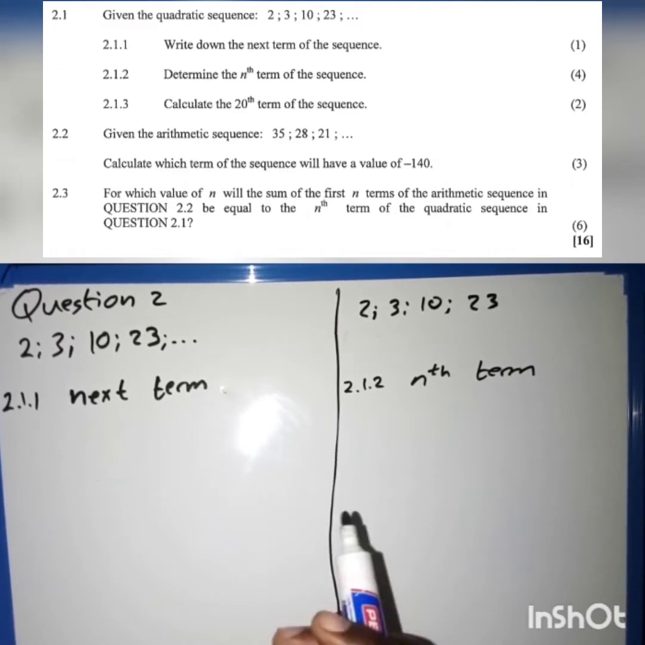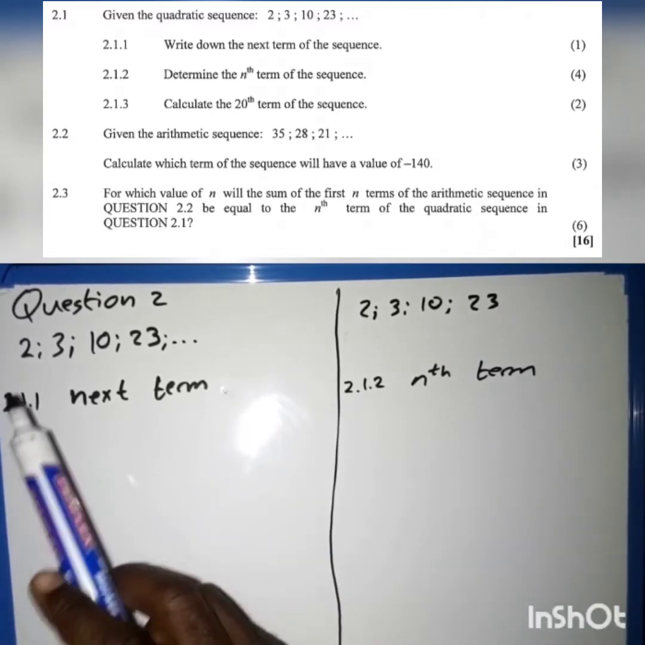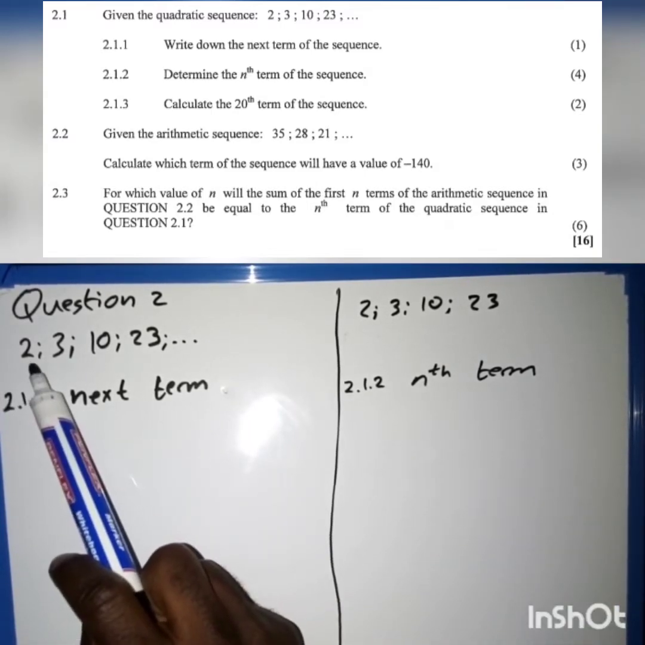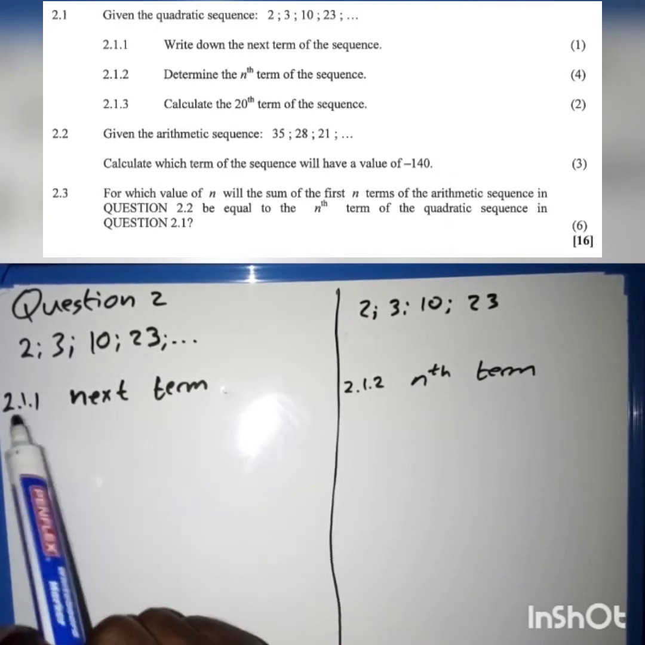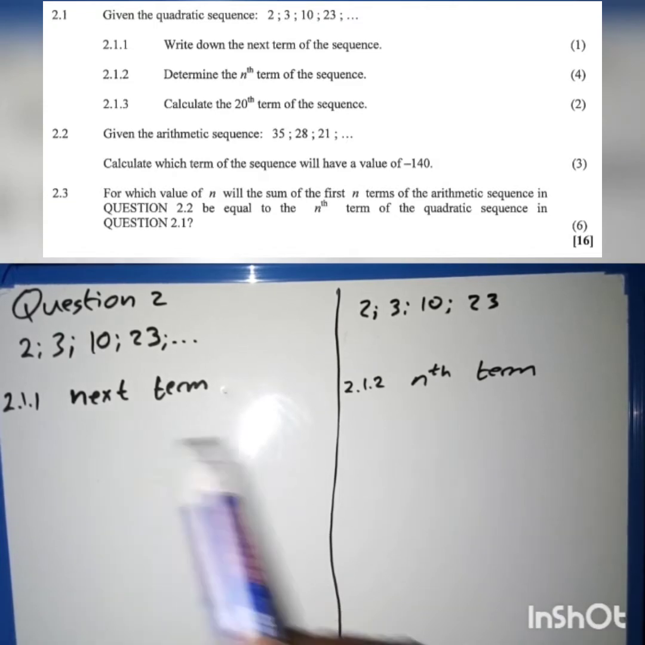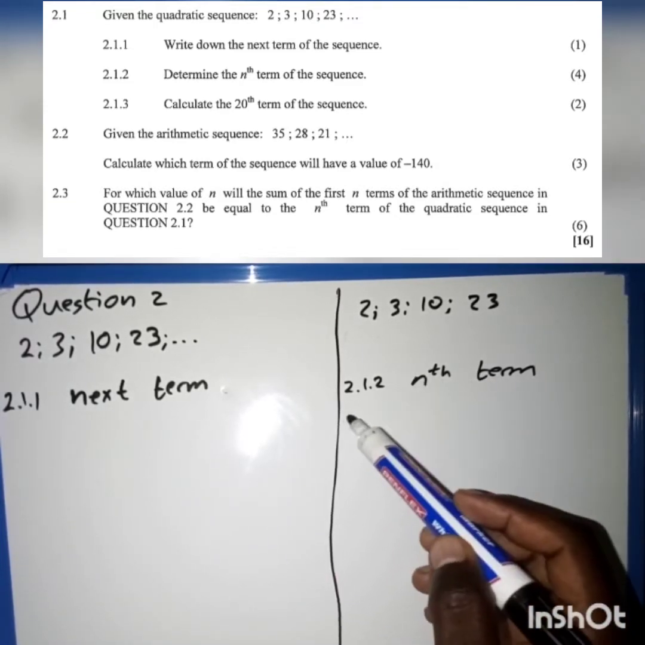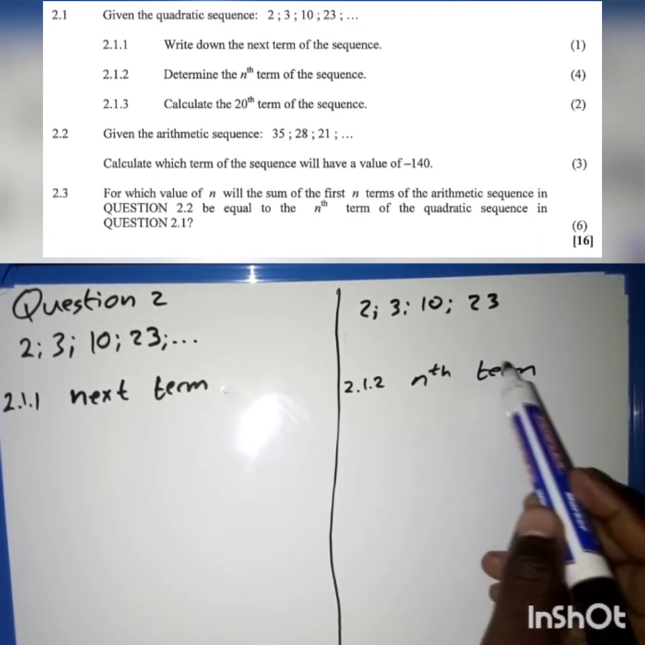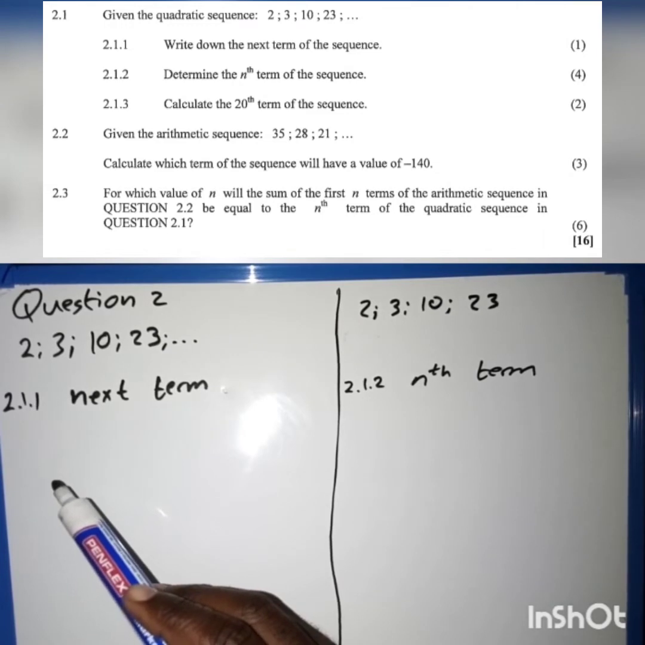18 question paper. We're doing question 2. So here for the first one, we've been given this quadratic sequence 2, 3, 10, 23. Question 2.1.1 says find the next term, and 2.1.2 says the nth term. So I'm going to start with 2.1.2 and then use my answer here to find 2.1.1.